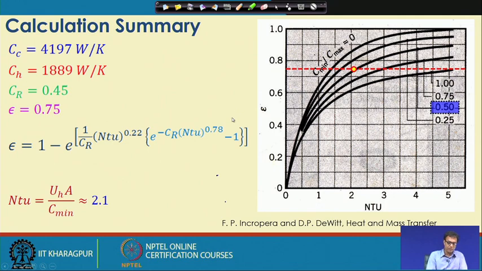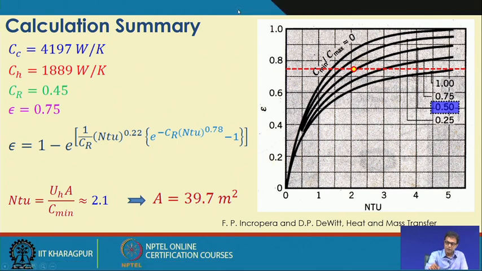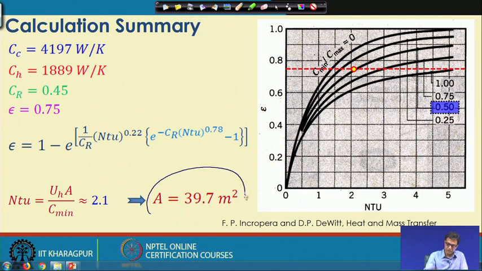So, in this equation U is known, C min is known, and NTU is approximately 2.1. So, we can calculate the heat transfer surface area, and that will come as 39.7. So, the required heat transfer surface area for this heat exchanger is 39.7 meter square. Thank you.